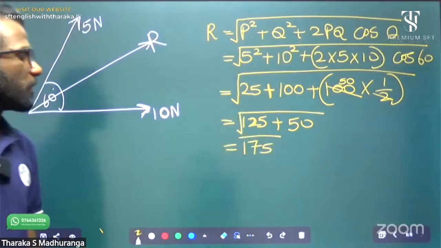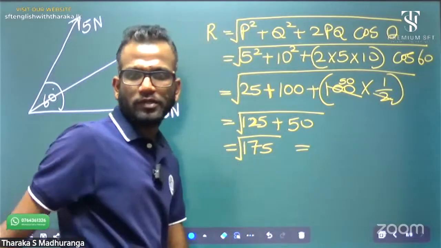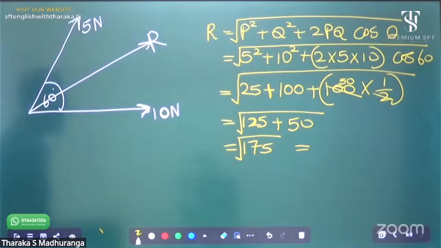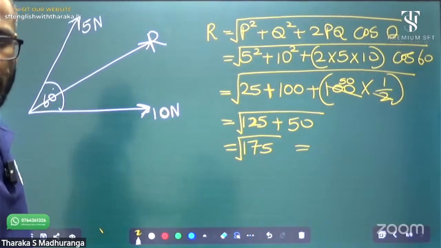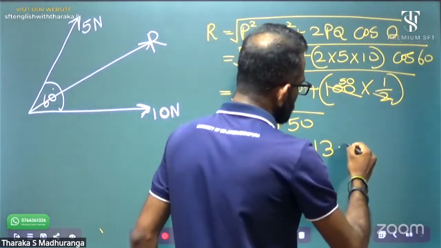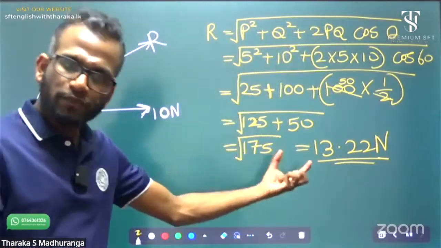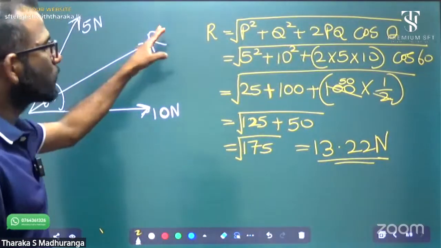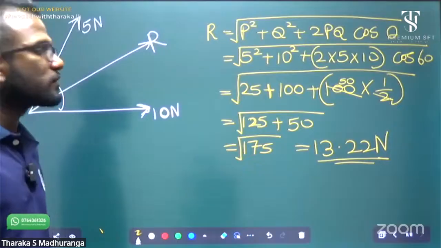Oh, sorry. Square root of 175. It is 13.22, no? 13.22 Newton. This is the magnitude of the resultant force. We can replace these two with a single force of magnitude 13.22 in this direction.